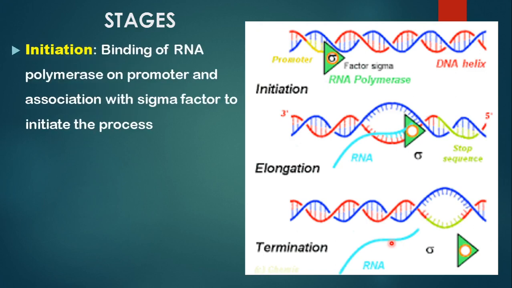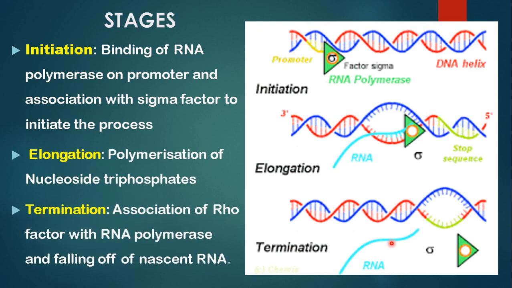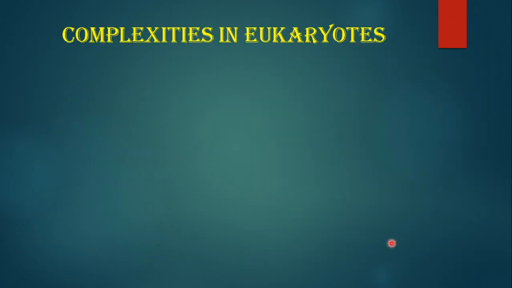So the first step, initiation: binding of RNA polymerase on the promoter and association with sigma factor to initiate the process. Second, elongation: polymerization of nucleoside triphosphates. Then the third, termination: association of Rho factor with polymerase and giving out of the new RNA.